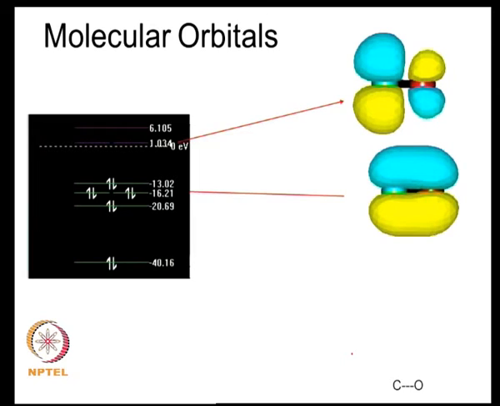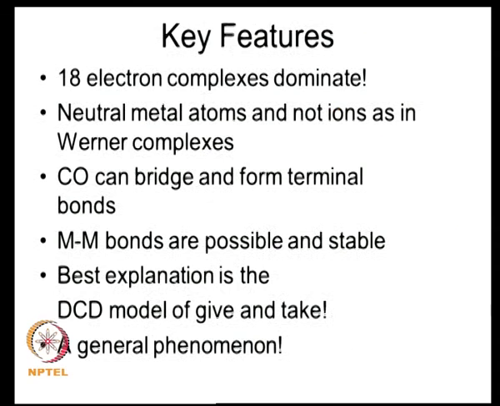So, let us just summarize some of the aspects that we have learnt in metal carbonyl chemistry. These are the key features that we have encountered in today's lecture. First of all, 18 electron complexes appear to dominate. There are very few complexes in which you have more than or less than 18 electrons.